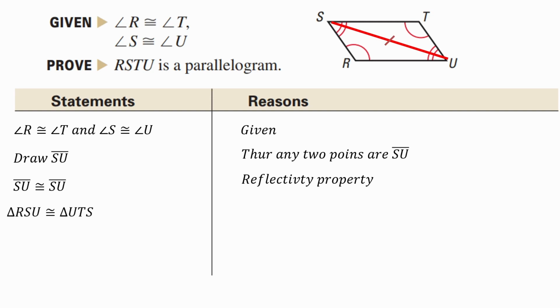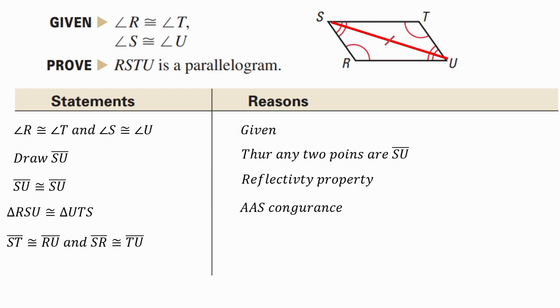Then you have triangle RSU is congruent to triangle UTS, because we have an angle and we have another angle, then we were given the side from the reflexive property. So it is congruent by AAS. So once we know that the triangles are congruent, then their parts are congruent.